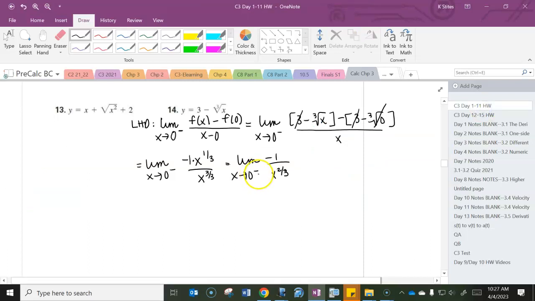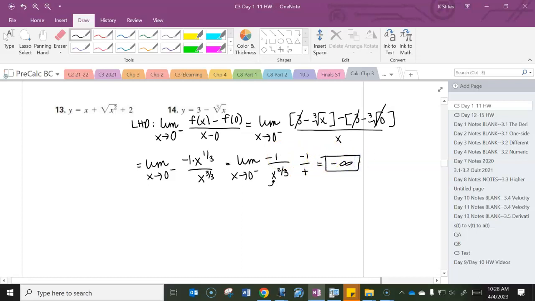So plugging in a number to the left of 0, that's like a negative. So you have a negative, you're squaring it, which is positive, you're taking the cube root of it. So the bottom's going to be positive, but the top is still a negative 1. So this is going to be a negative infinity.